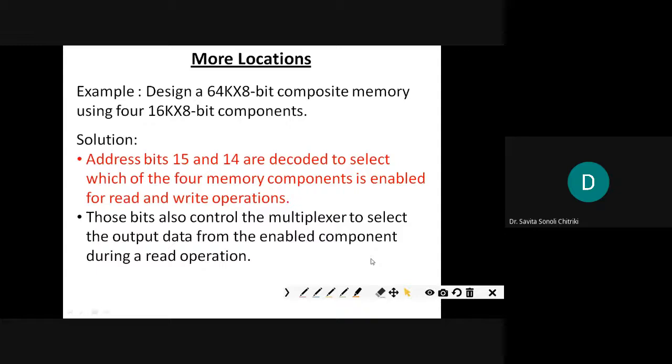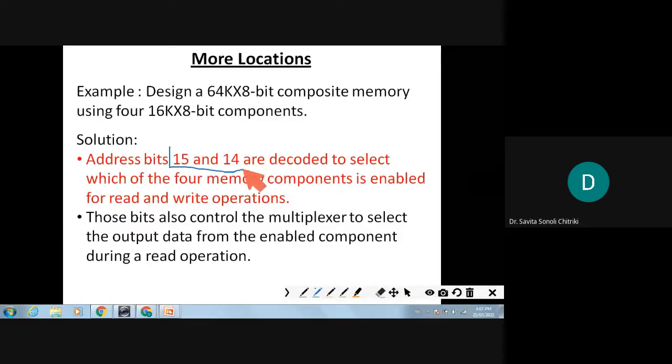So the same thing you can see here. So that's why, now is it clear to you all why address bits 14 and 15 are decoded? Is it clear to you all?